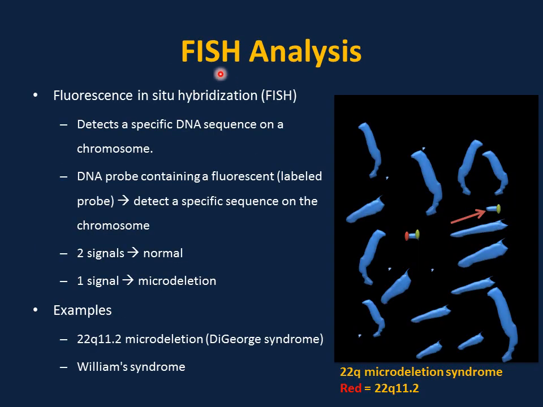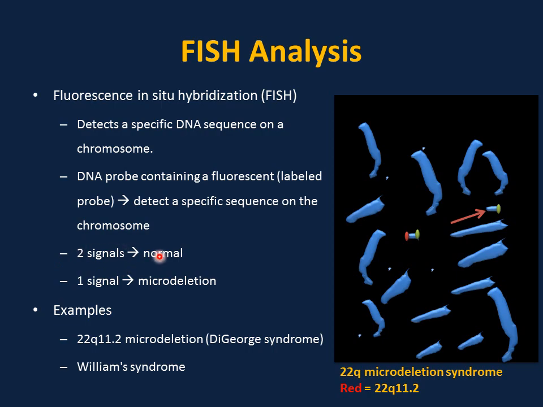FISH test is an excellent choice to order if you suspect a syndrome associated with microdeletion, for example, DiGeorge syndrome. If you do karyotype for DiGeorge syndrome, it will look normal, but FISH test will be able to detect the microdeletion. How? By detecting a specific DNA sequence in a chromosome by using a DNA probe containing a fluorescence-labeled probe, and this will detect a specific sequence on the chromosome.